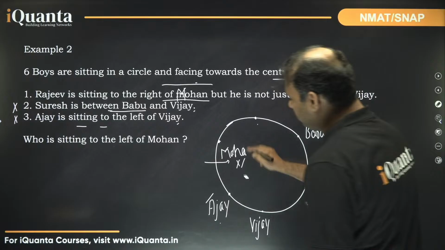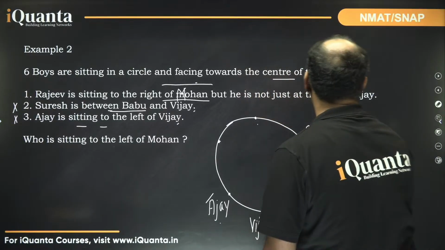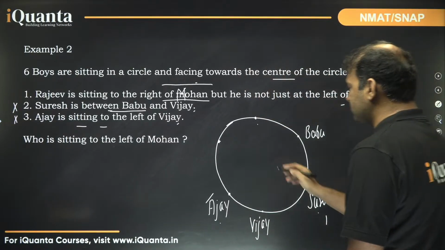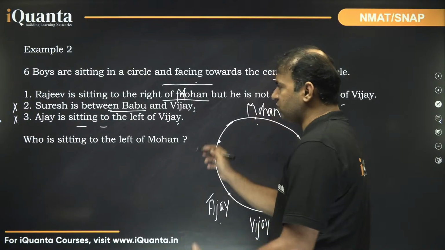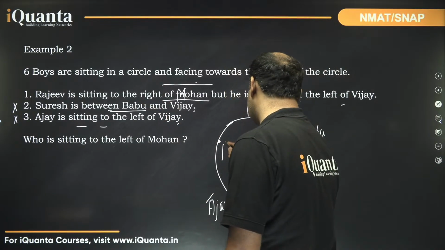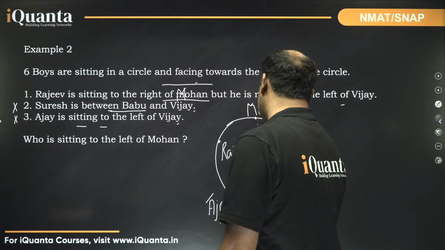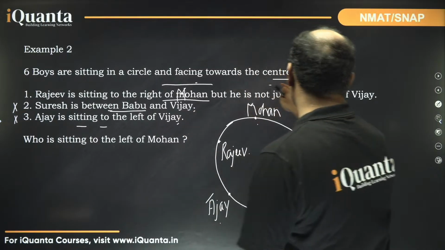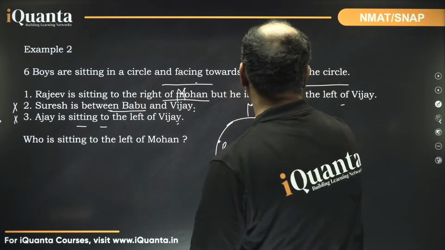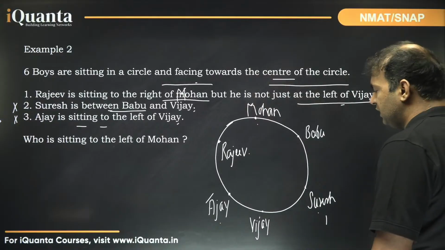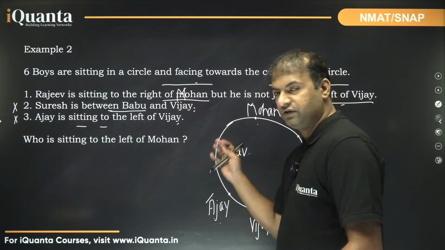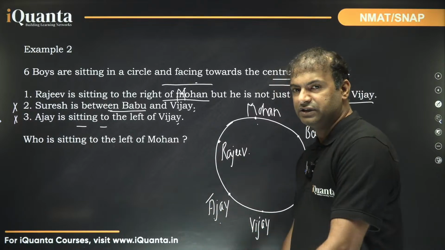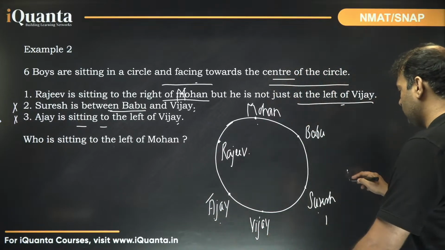So the only place left for Mohan is this, right? This should be Mohan. And if this is Mohan, the immediate right of Mohan, Rajiv, must be here. That's it. So this is how we are able to arrange it all. You can cross check the last point. They are saying that Rajiv is not the left of Vijay. Obviously, Rajiv is not left of Vijay. Rajiv is second left of Vijay, but not left. Left means immediate left, right? So this is how we are able to arrange these 6 people.